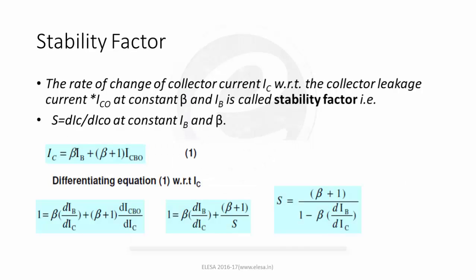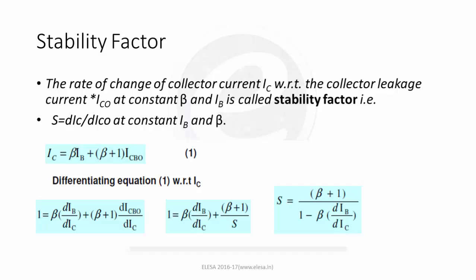So for biasing, we need stabilization of the operating point. Then the question arises, what is stabilization? Stabilization is the process of making the operating point independent of temperature changes or variations in transistor parameters. So for stabilization, we need to study the stability factor. Stability factor means the rate of change of collector current IC with respect to the collector leakage current ICO at constant beta and IB. It is called the stability factor.